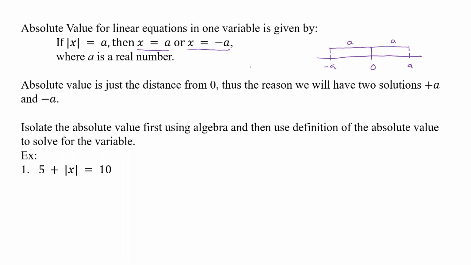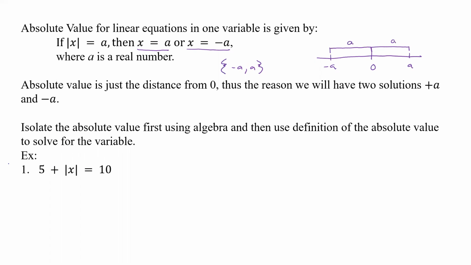Now, when we do this, we're going to get a solution set. The solution set we're going to put in braces, so we'll have negative a, comma a. So that's how we're going to represent our answers with absolute values. Now, what we want to do is isolate the absolute value first using algebra, and then use the definition, this part here of the absolute value, to solve for the variable.